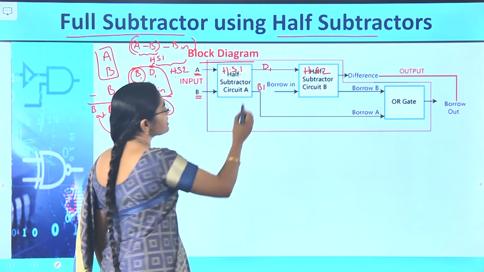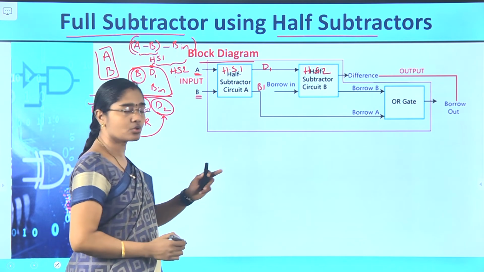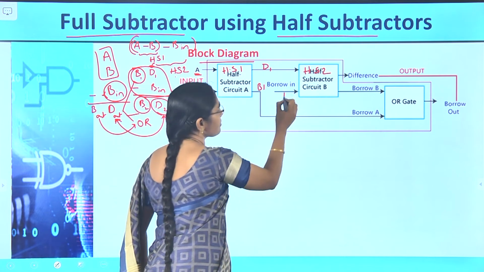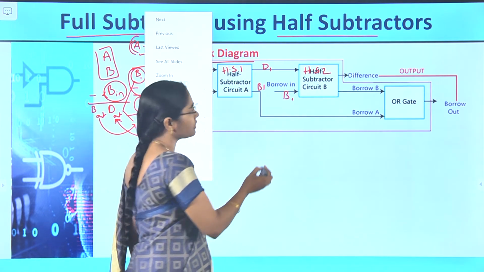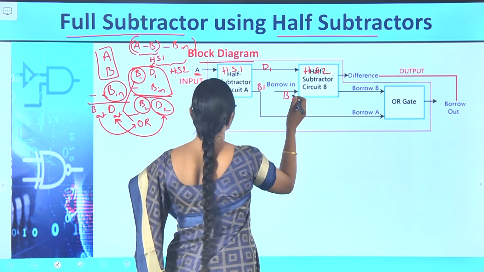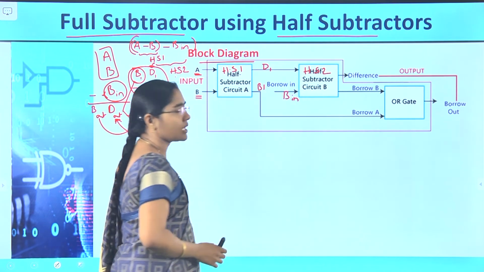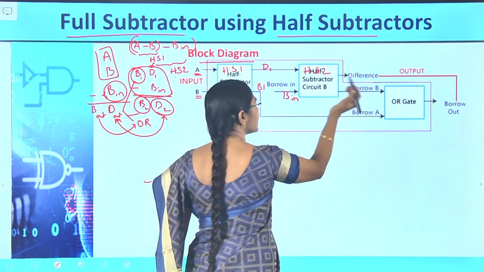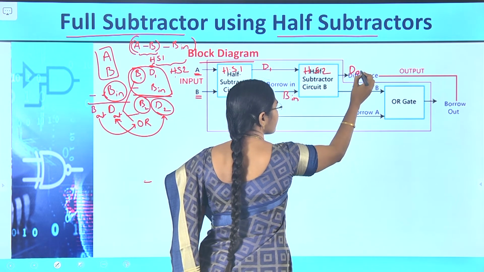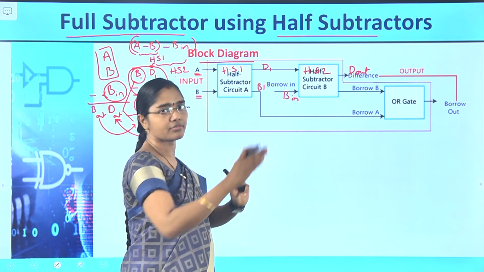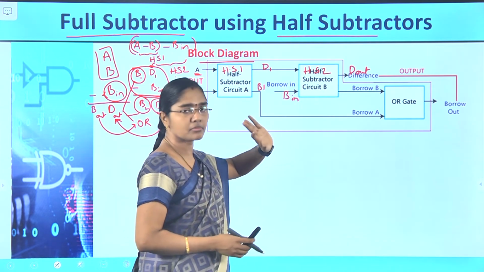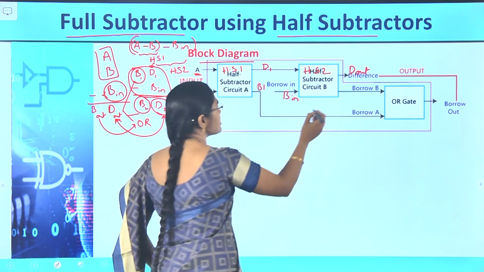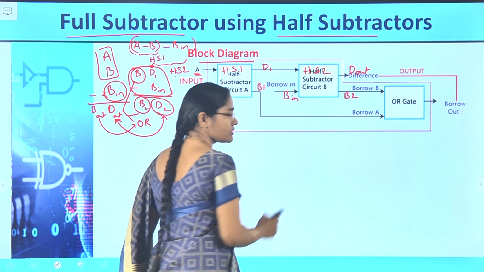and assume that the borrow is B1. That difference is directly given to half subtractor 2 along with the third input, B in. So B in is applied as another input for half subtractor 2, and D1 is applied. Now D1 and B in are applied to half subtractor 2 and it will give the final difference, which we take as D out. Our half subtractor 2 output, the difference, is the final output of the full subtractor, and it generates B2 as borrow.